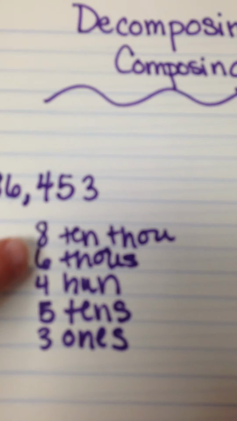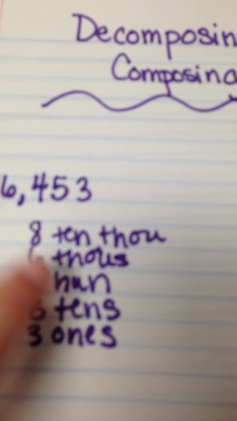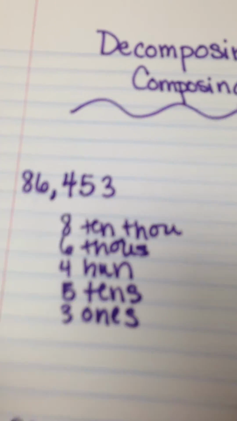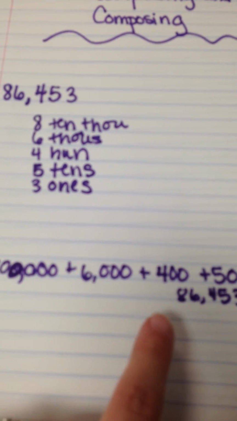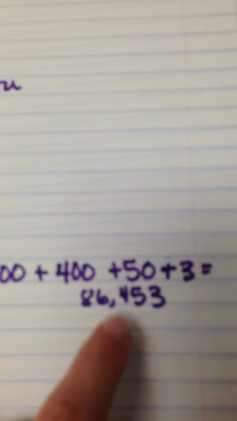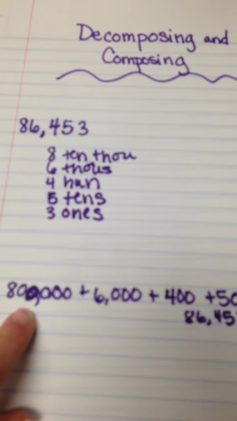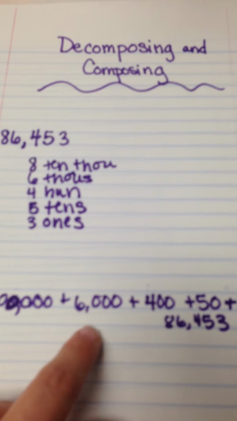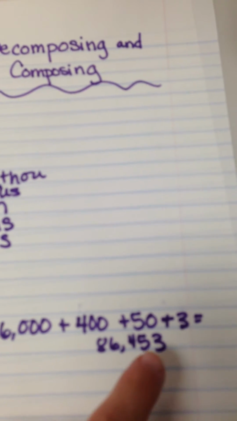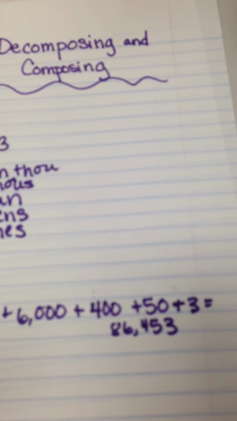So if we ask them to compose this number, we would just give them these pieces of information, and they would have to be able to put it together to form this number. Or we would give it to them in what we call expanded form, and then they would be asked to find it all put together. This shows that it's broken down into its value, so this is 800,000 plus 6,000 plus 400 plus 50 plus 3 was how this number was composed or formed.